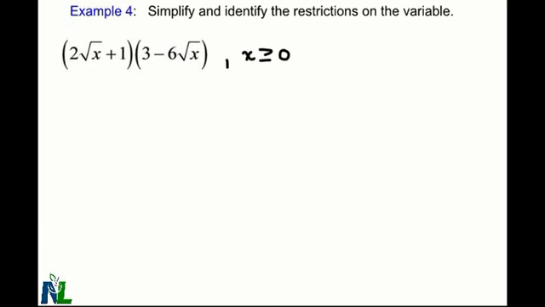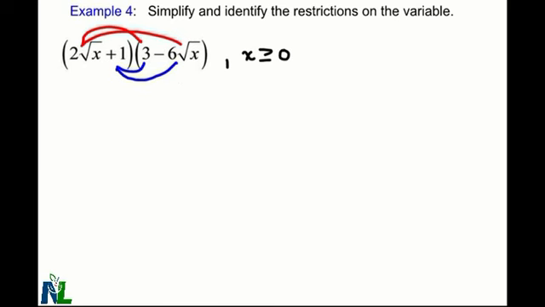The next thing I need to look at here is the type of multiplication I'll need to use. Since I have two binomial expressions, I need to make sure I multiply all combinations of the numbers contained in them. So I need to make sure I multiply 2 root x by 3 and 2 root x by 6 root x. I also need to make sure that I multiply 1 by 3 and 1 by 6 root x.